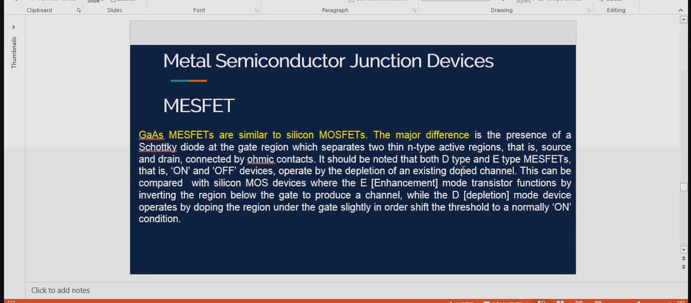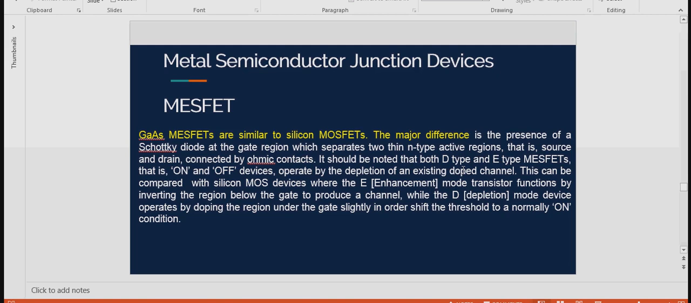Here, what is the difference between MESFET and MOSFET? As already told, MESFETs are similar to silicon MOSFETs. That is, ordinary MOSFETs are manufactured with silicon, while MESFETs are manufactured using gallium arsenide. The major difference is the presence of a Schottky diode at the gate region, which separates the two thin N-type active regions, that is the source and drain, connected by ohmic contacts.